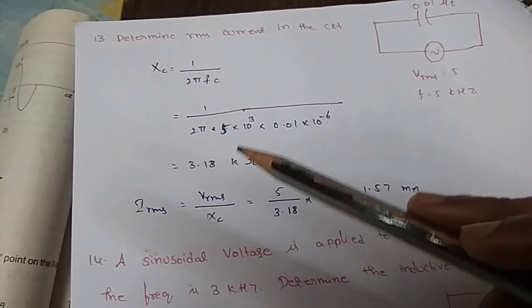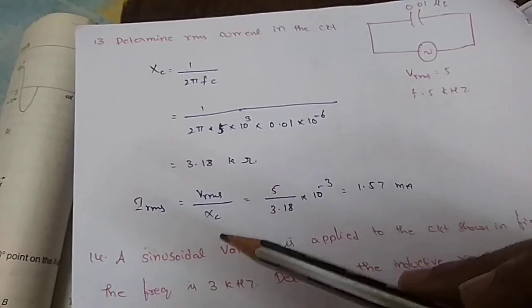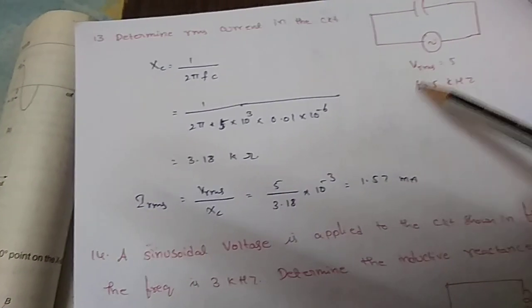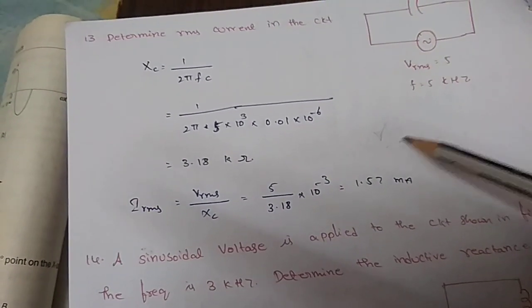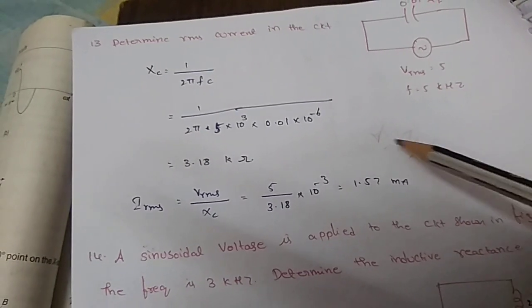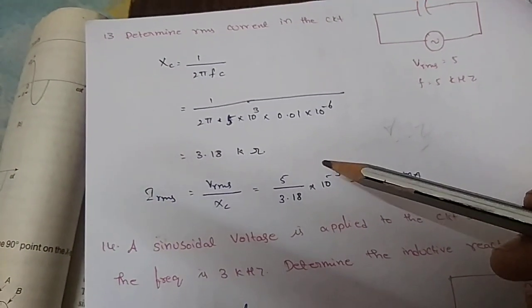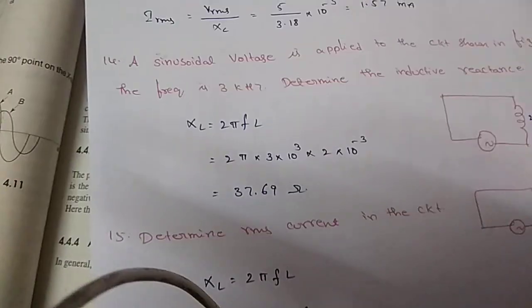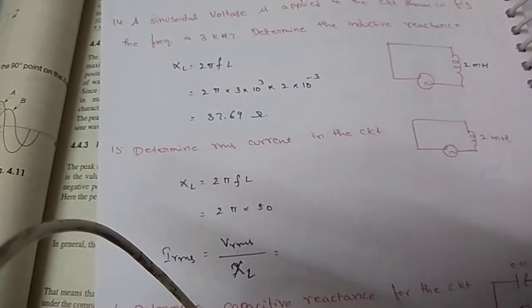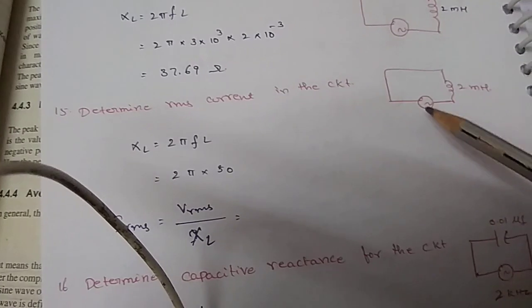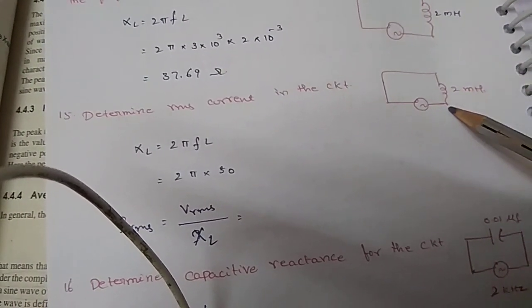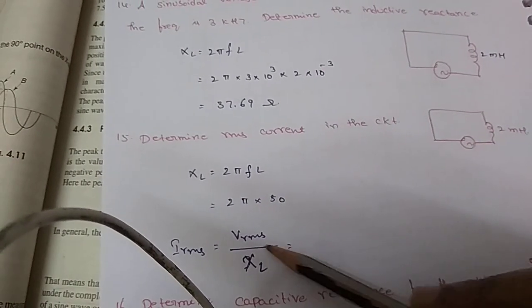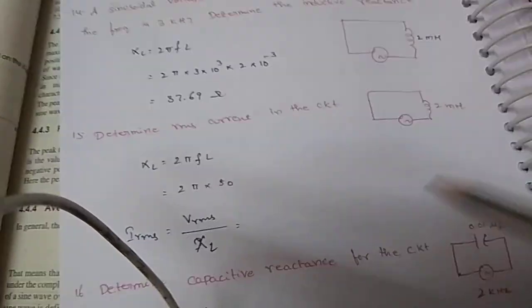So we calculate this reactance value, and we already know that V is equal to IR, or V is equal to IZ. Here Z will be your capacitor reactance. In a similar fashion, we calculate the same with an inductor, using the inductive reactance, and find the RMS current here.